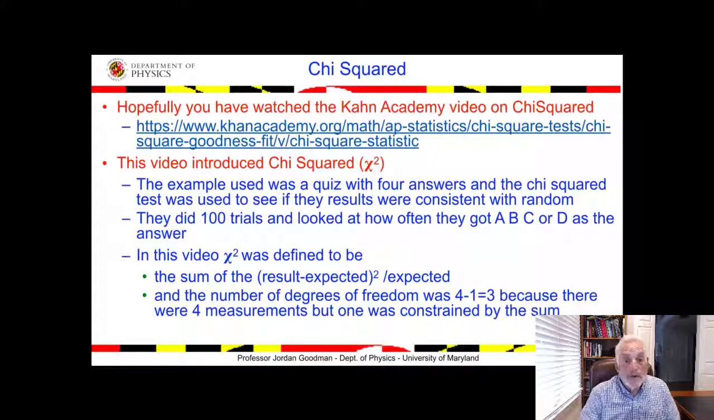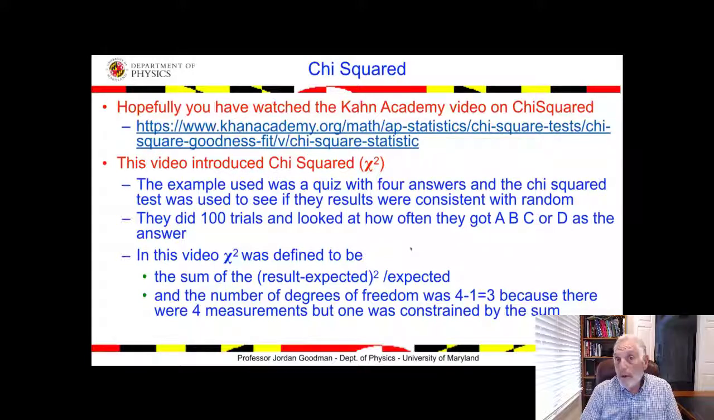So they did 100 trials, and they looked at how often the right answer was A, B, C, or D. And in the video, chi-squared was defined to be the sum of the result they got, number of A's and B's and C's and D's, minus the expected. So in the case they were doing, they did 100 tests, they expected 25 of each, and so they compared the number they got minus 25 squared divided by 25.